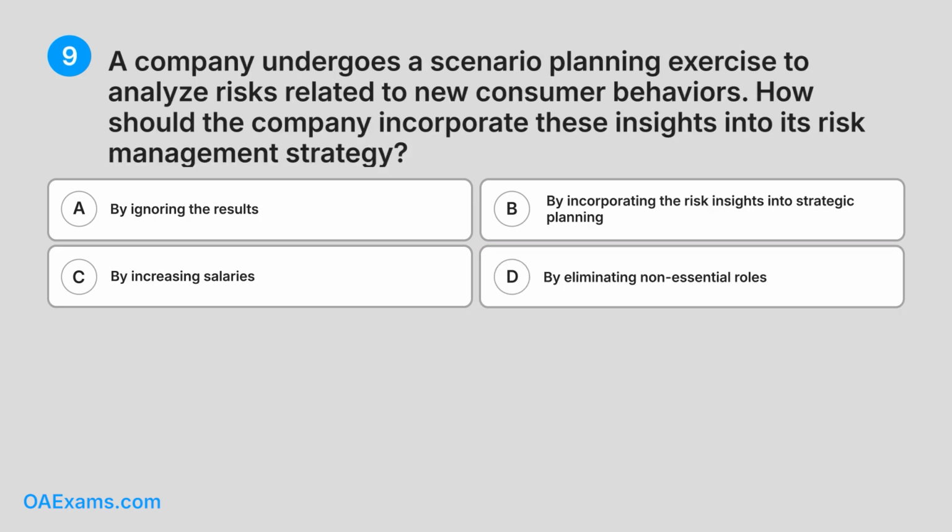9. A company undergoes a scenario planning exercise to analyze risks related to new consumer behaviors. How should the company incorporate these insights into its risk management strategy? A. By ignoring the results. B. By incorporating the risk insights into strategic planning. C. By increasing salaries. D. By eliminating non-essential roles. Do you know the answer?